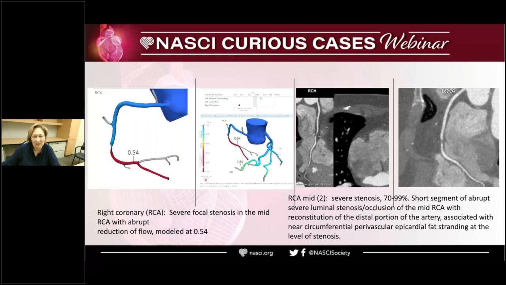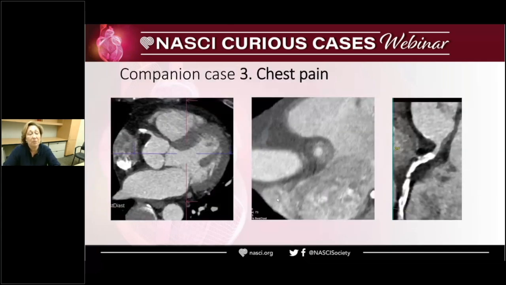So I thought this is something to show you guys the spectrum of the findings that we can see in the coronary arteries that look similar but can be classified as SCAD or not. And then another case that I wanted to show you, another companion case. It's a different patient, a patient who came with chest pain.